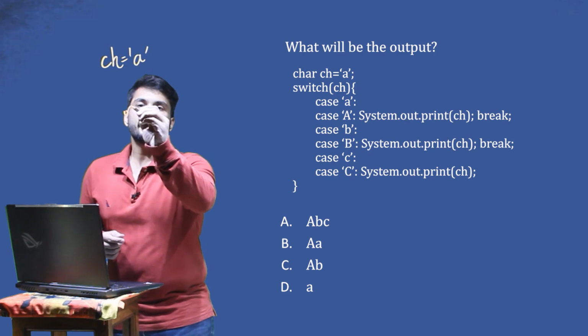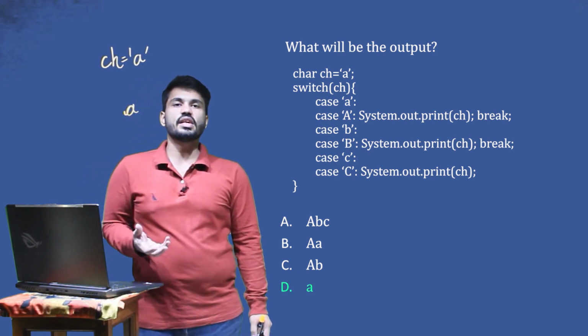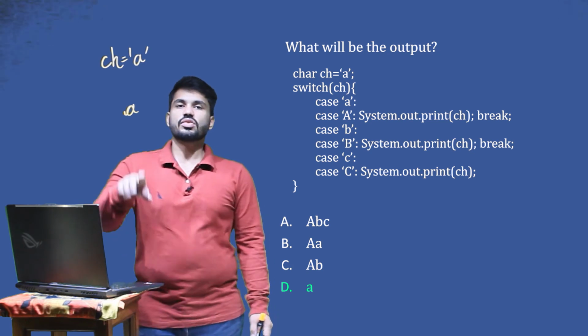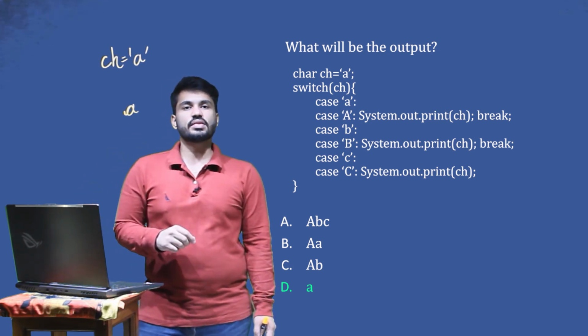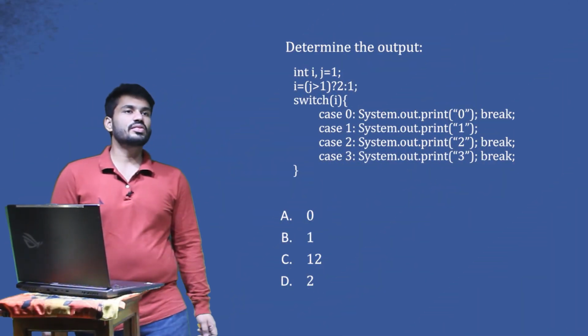So small a gets printed on the screen. After this, we encounter the break statement and we come out of the switch case. So this is the only thing that gets printed on the screen. The output of this code is small a. Moving on to the next question.